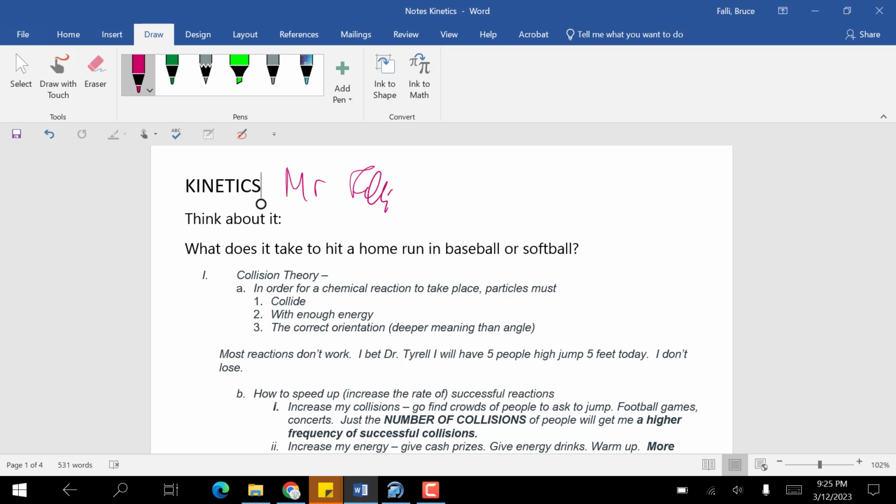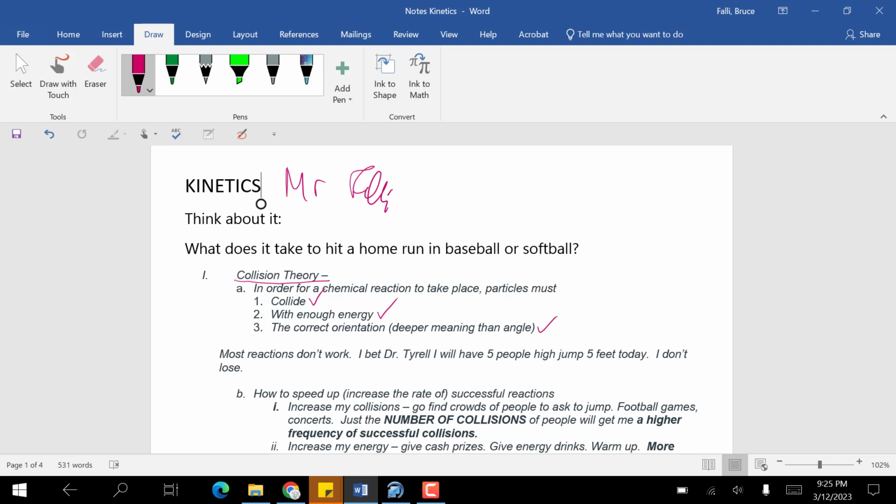So this is the same idea of what we're looking at here. We've got collision theory. In order for a chemical reaction to take place, particles must collide, swing and hit, with enough energy, lift those weights, my friends, and the correct orientation. It's a little bit deeper meaning than angle, but it's like that. So correct orientation is what we want to work on.